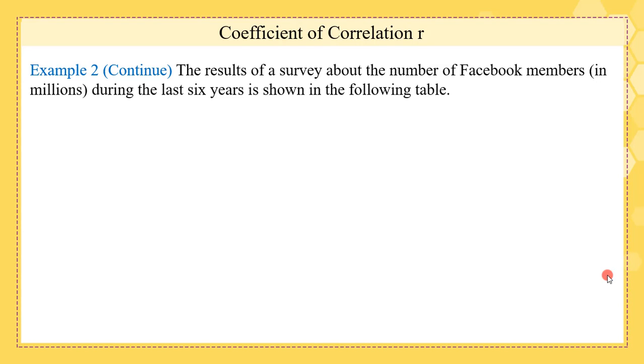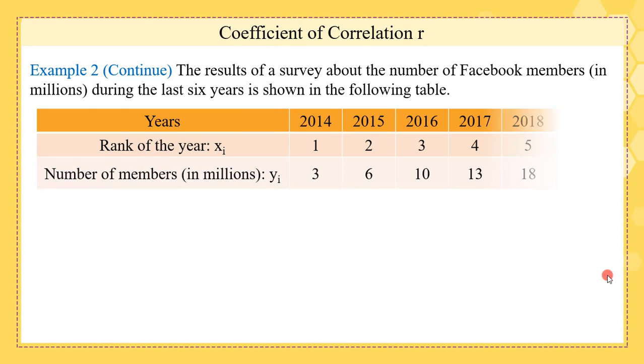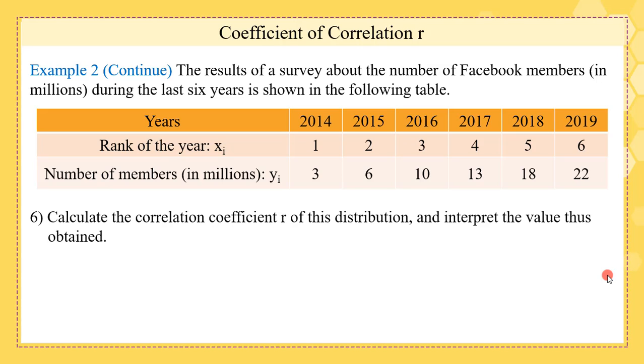In example 2, the results of a survey about the number of Facebook members in millions during the last 6 years is shown in the following table. From 2014 till 2019, we have the rank of each year and the number of Facebook members in million. We have to calculate the correlation coefficient R of this distribution and interpret the value thus obtained. R equals 0.997, then the relation between X and Y is strong and positive.